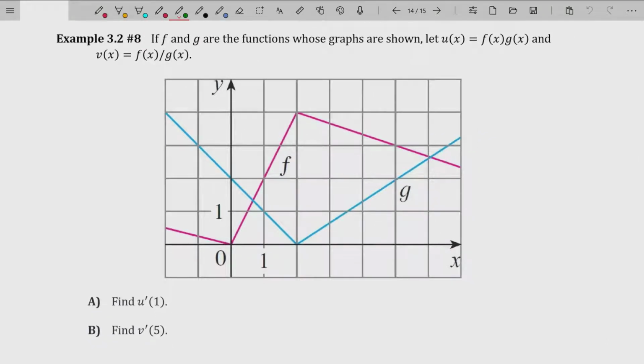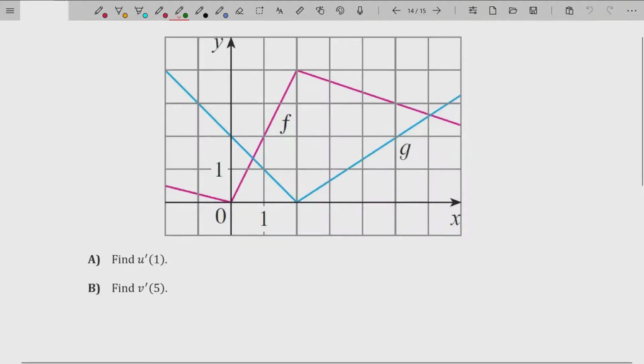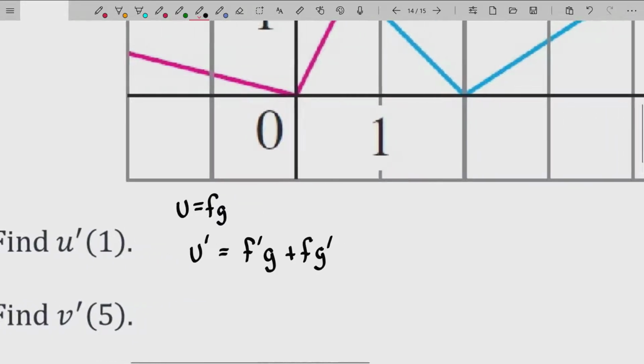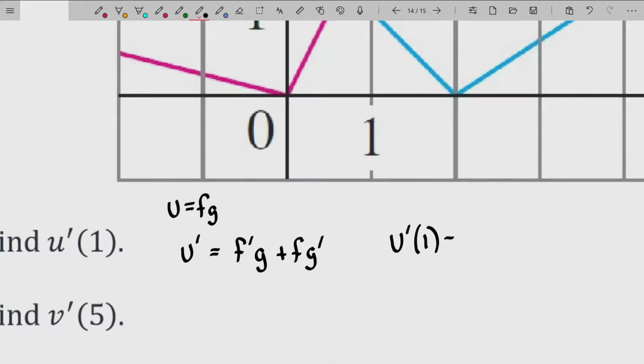Okay, so here we have a couple functions, f and g. F is in, I guess that's magenta, and g is in blue, maybe. Let u be the product of them, and v be the quotient of f and g. Find u prime of 1. Remember, u is their product, so u is f times g. So u prime would be f prime g plus f g prime, and u prime at 1 would be f prime at 1, g at 1, plus f at 1, g prime at 1.